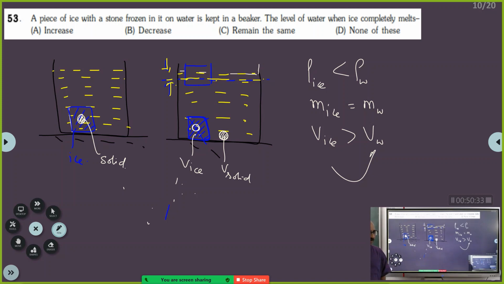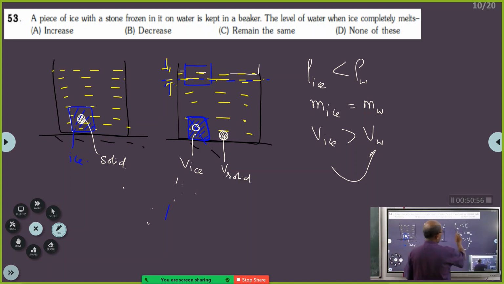Sir, but when ice is floating still, it will displace some water. No, see. Ice is floating, and if it had dissolved, the level of water would not have increased. It would have remained the same. Correct now? You have proved it. But now what we have done is, we have pushed it inside the water. So the situation is different.